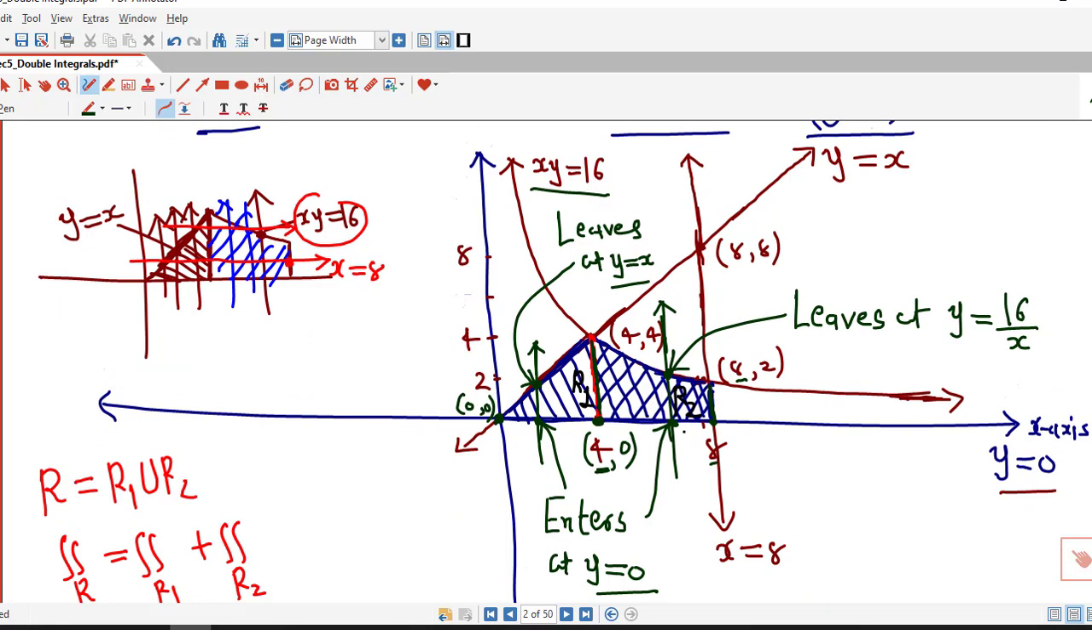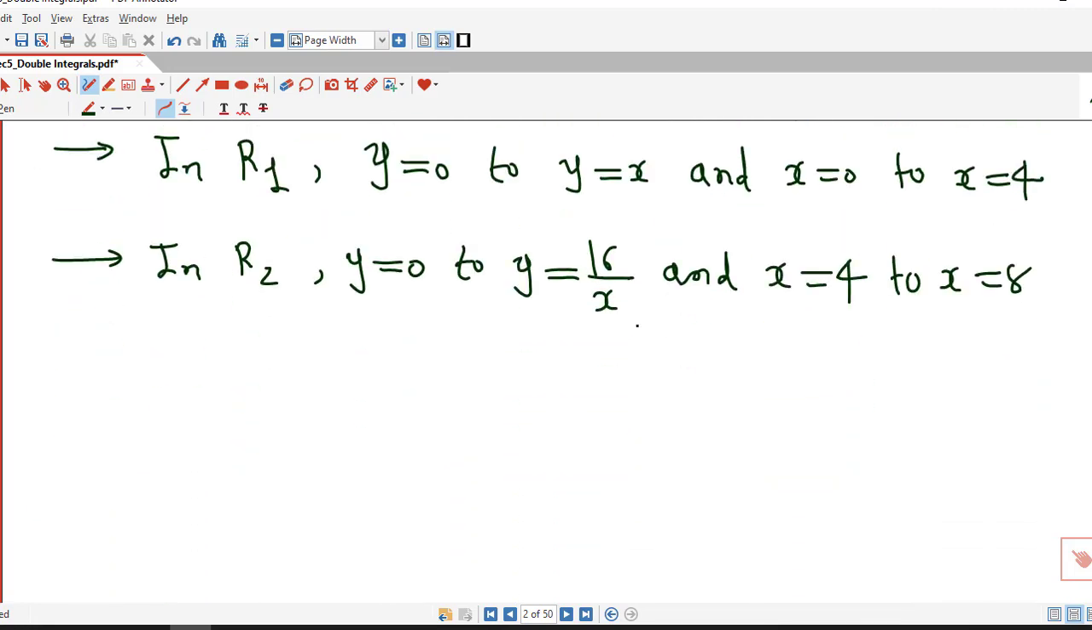So in region R2 we consider this vertical line. This line enters the region at y equal to 0 and it leaves the region at y equal to 16 by x, and this point is the leftmost point of region R2. At this point the value of x is 4. All these are rightmost points of the region R2. At all these points the value of x is 8. So x is from 4 to 8.